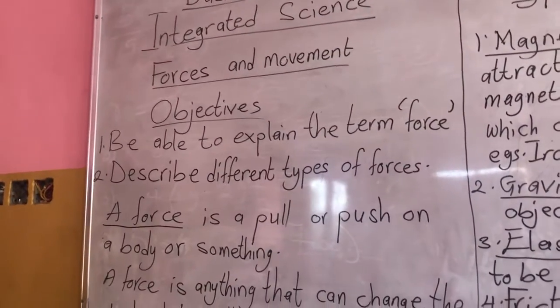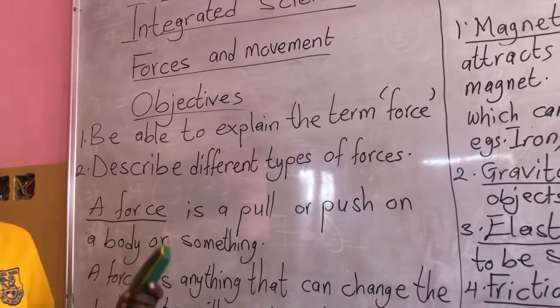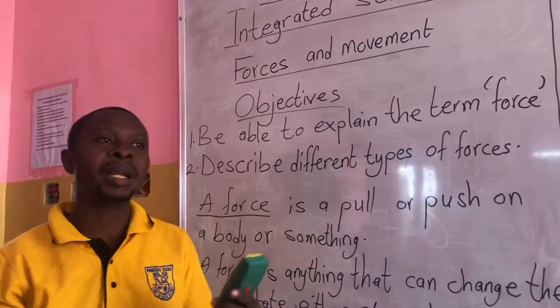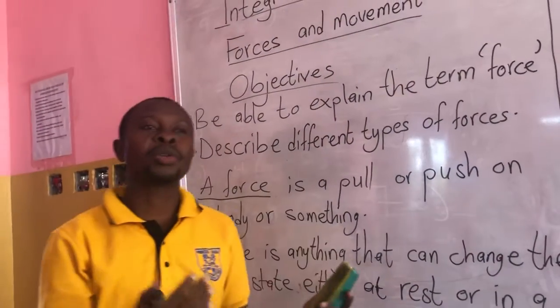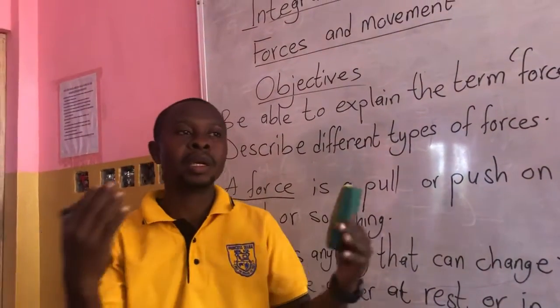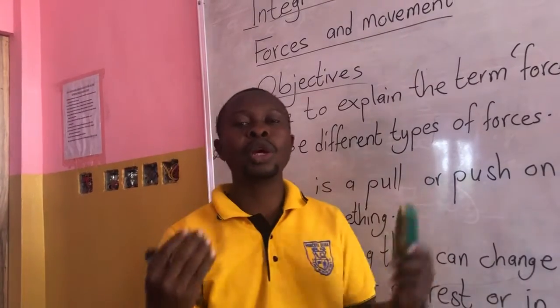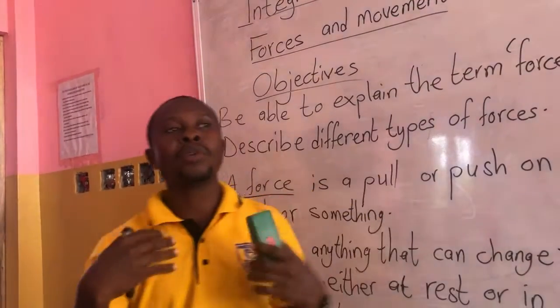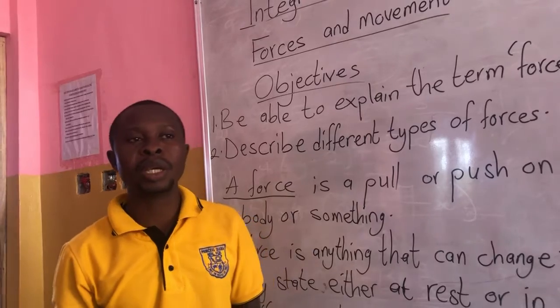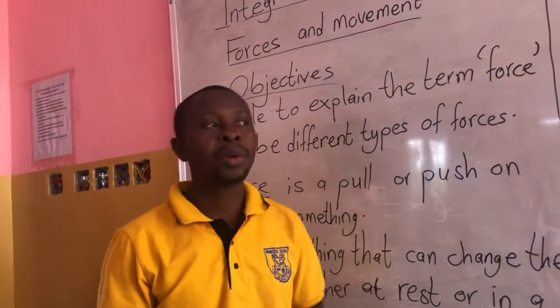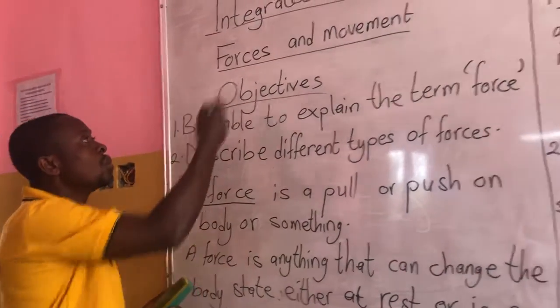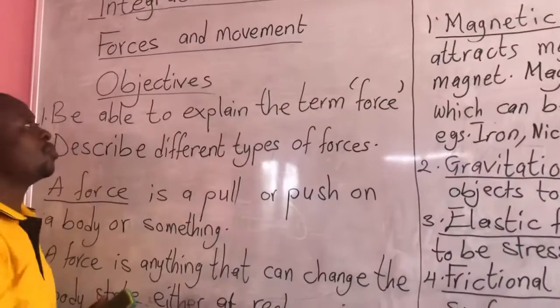Forces and movement. In our previous lesson we talked about digestion and the digestive system. We learnt that digestion is a process whereby food substances are broken into smaller units for absorption into the body, okay? And we talked about some parts and functions of the digestive system. Good. Today we are going to continue with our forces and movement.